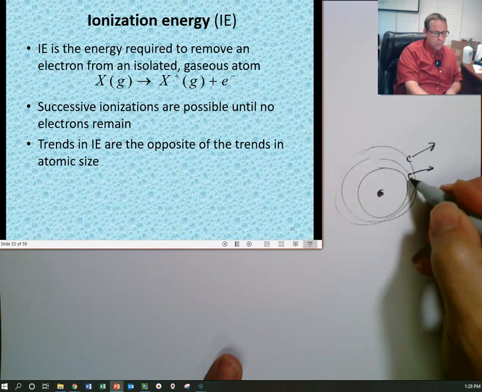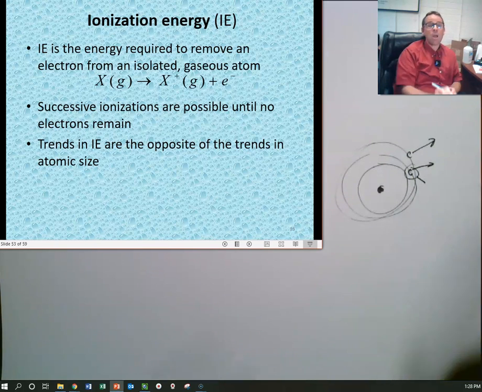With that in mind, James Oliver, what do you think? Do you think it would take more energy to remove a second electron, which we call successive ionization energies? Do you think it would take more energy to remove that second electron, or would it take less energy than the first one? James?